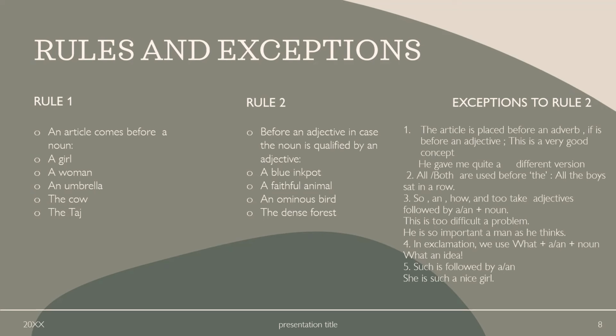The third rule is that so, as, how, and too take adjectives followed by a or an plus noun. This is too difficult a problem. He is so important a man as he thinks. So I think you have understood how you have to use the article. In exclamation also we use what, a or an plus noun. What an idea, what a beautiful flower. Such is followed by a or an. She is such a nice girl.